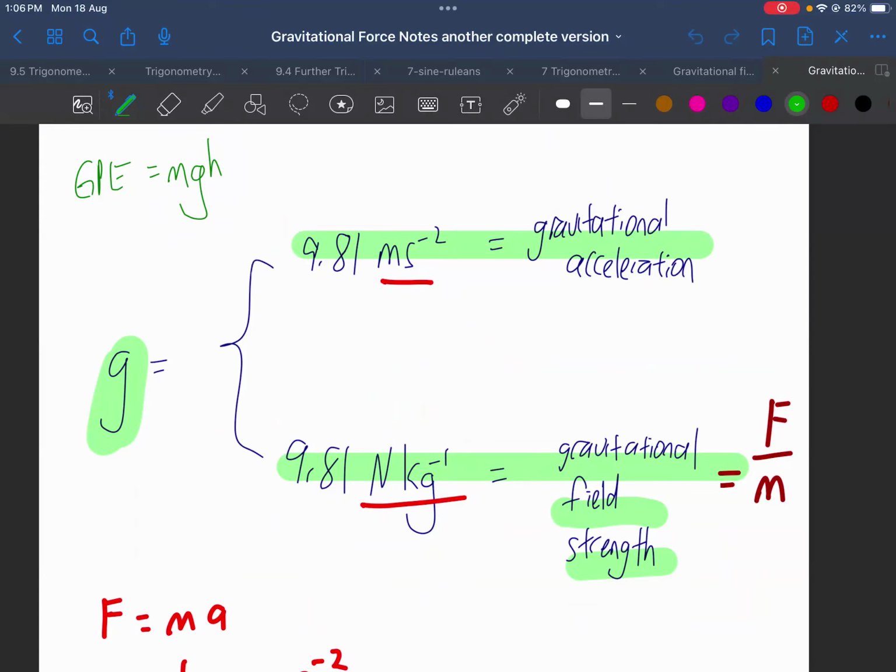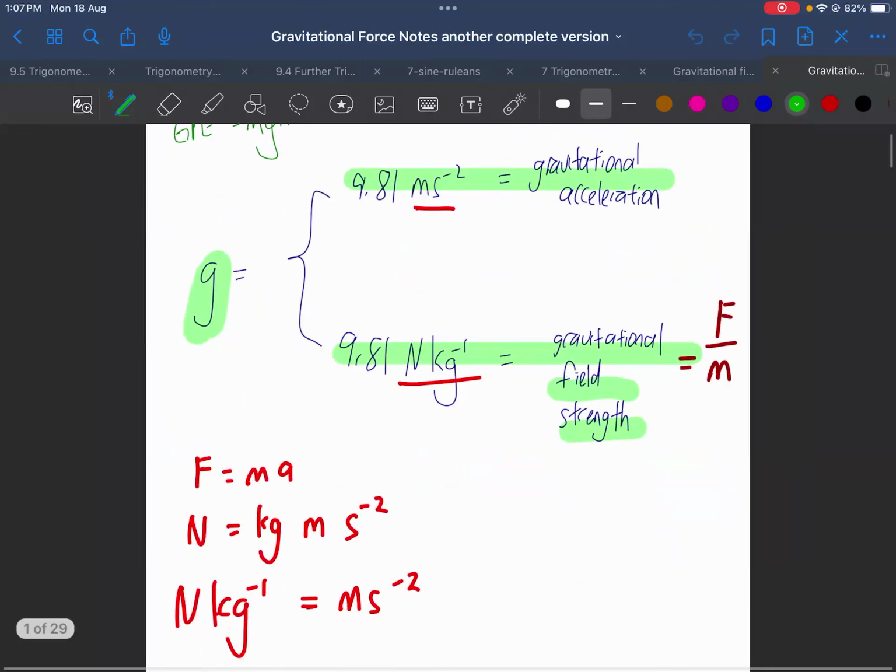Now, if you look at the units for gravitational acceleration, I'm going to say that it is 9.81 meter per second square. And if that is gravitational field strength, I'm going to call that 9.81 Newton per kg. And now, do I need to show you that actually the meter per second square is basically the very same as Newton per kg? Basically, they are the same guy.